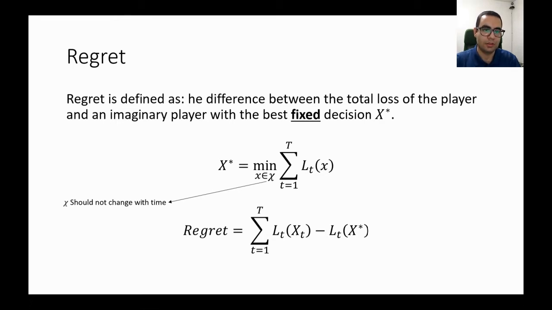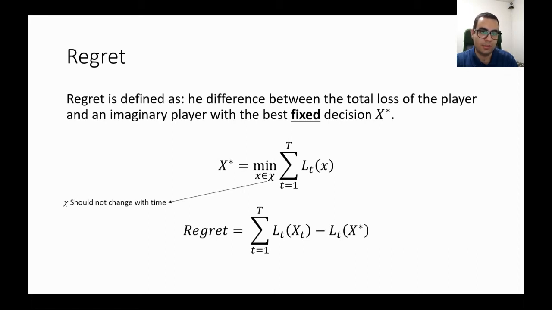In another way, let's look at the formulation. As you can see, there is an x star, which is equal to the fixed decision that minimizes the sum from the beginning to the end of the sequence of the loss functions, all weighted the same. And this x star goes into the regret formula to make sure that our algorithm has made a good decision regarding any fixed decision.